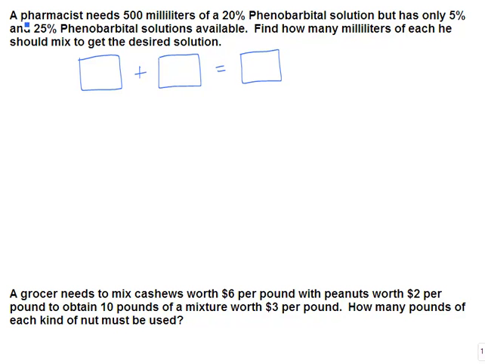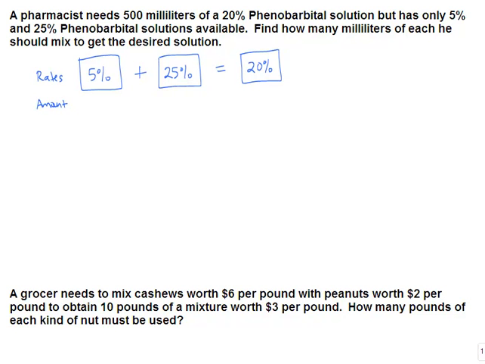So if you read the question carefully, it says a pharmacist needs 500 milliliters of a 20% solution, but has only 5% and 25% solutions available. So the pharmacist is going to take a 5% and a 25% and mix those together to create a 20%. So the 5% solution is kind of diluting the 25% solution to give us that 20%. So inside of the boxes, I'm going to be writing my rates, my amounts of the concentration, and underneath I'm going to be writing my amount of liquid of each that I have.